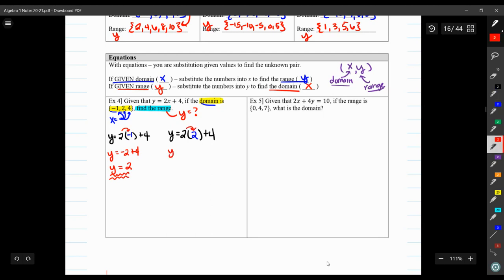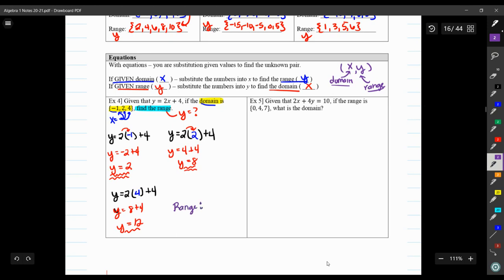2 times 2 makes 4 plus 4. So this range value is 8. And we're doing it one more time for the final domain value of 4. So 2 times the x is 4. And we're going to simplify to find y. So the range values, y equals 2 times 4 makes 8 plus 4, y of a 12.